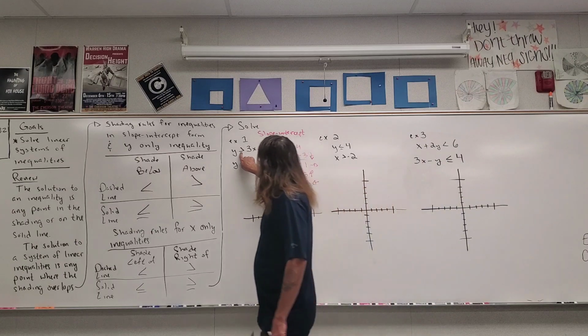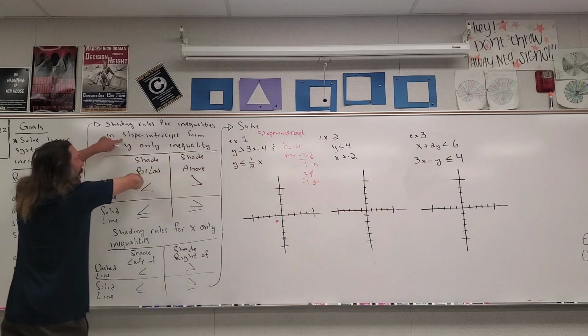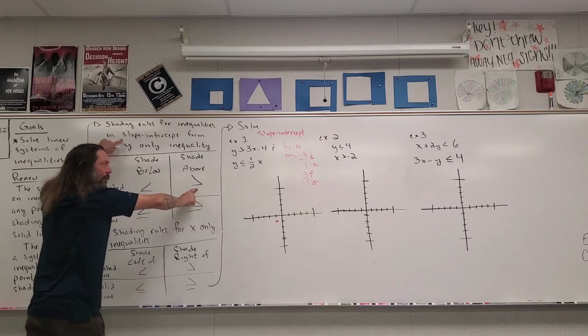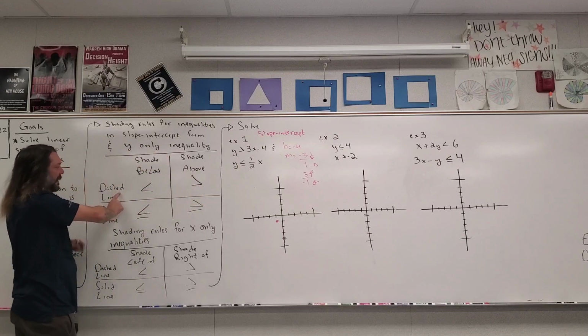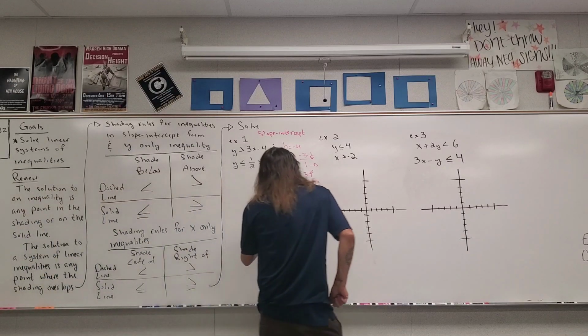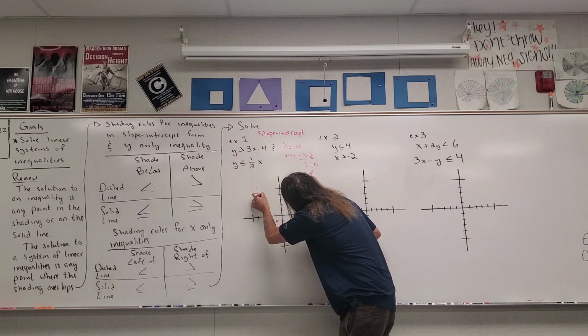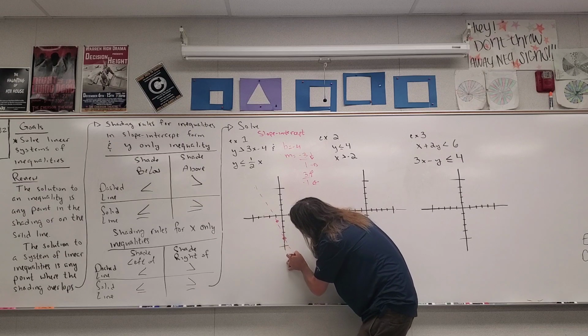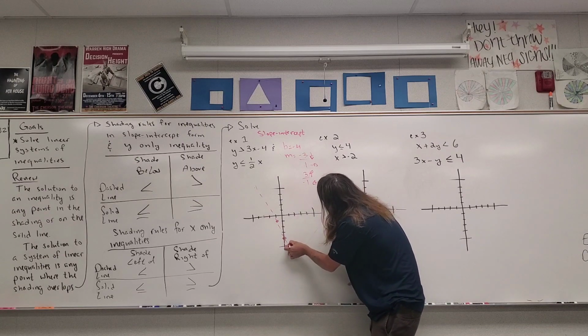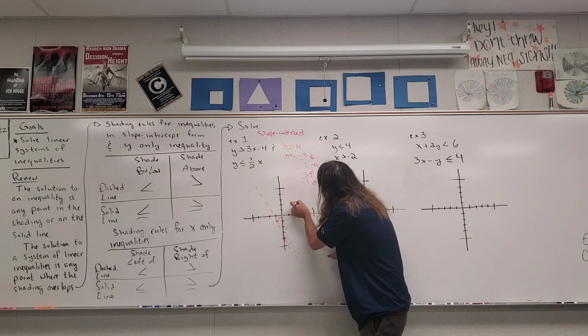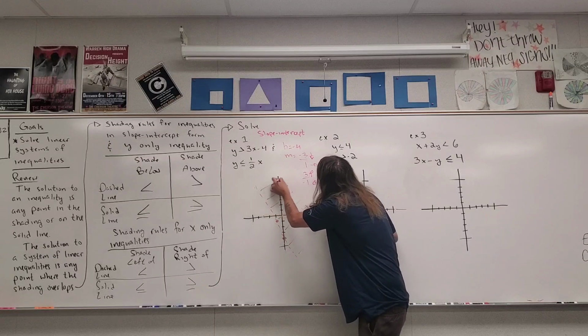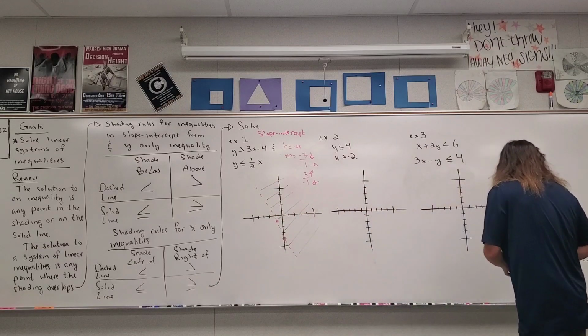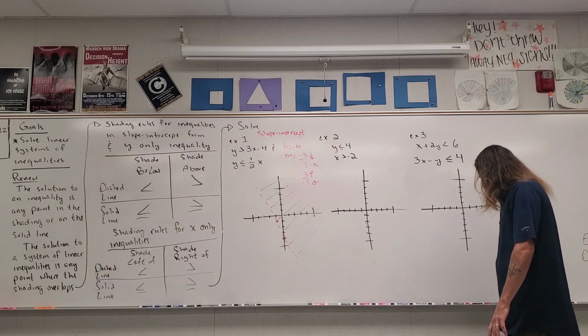Let's look at the symbol I have. I have a slope-intercept form. I have the symbol, so I'm going to shade above, and my line is dashed. Make sure you have the dashed line here. And I'm going to shade above. Okay, my red markers look to be done. Okay, so no more red markers.